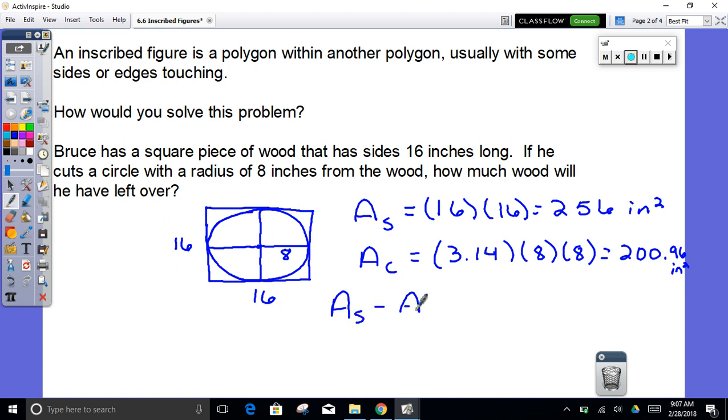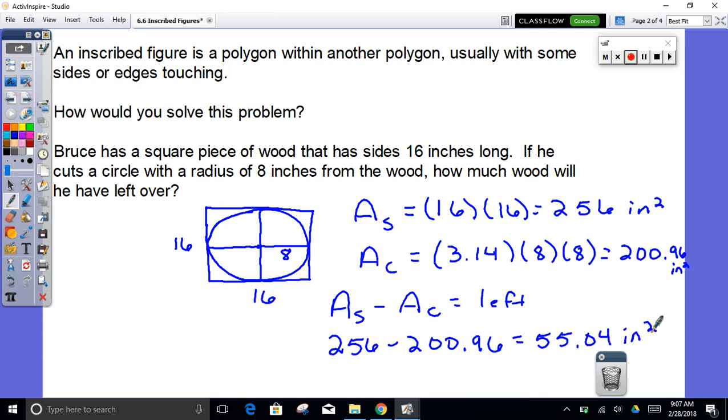So then if we take away the area of the circle from the area of the square, the square minus the area of the circle is going to give us what's left. We have 256 minus 200.96 equals 55.04 square inches. So he's going to have about 55 square inches left over.